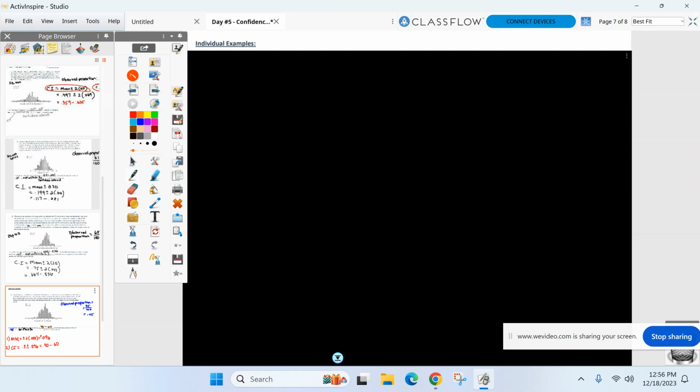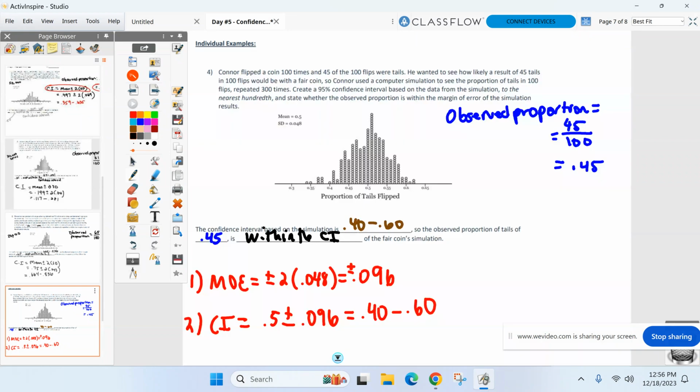Here's what it's looking like for number 4. All right, again, nearest hundredth it's asking. So your observed proportion should have been 0.45. But hey, you flip a coin, you should get tails 40 to 60% of the time out of 100 flips. So that was within, so Connor's flips were pretty good. Nothing unusual about his flips. All right. And then if you haven't done so, go ahead and go to 5.